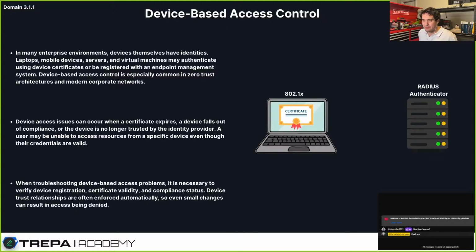So in many enterprise environments, devices themselves have identities. That's laptops, mobile devices, servers, virtual machines, and they're all objects in Active Directory that could also get group policy applied to them as well. And they may authenticate using device certificates or be registered with an endpoint management system. So when troubleshooting device-based problems, it is necessary to verify device registration, certificate validity, and compliance status.